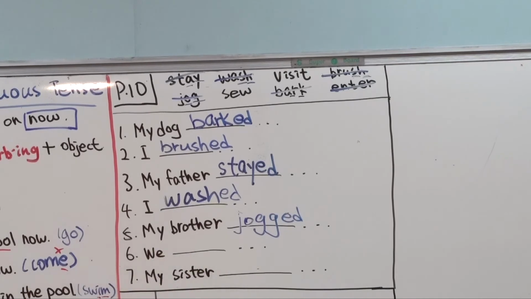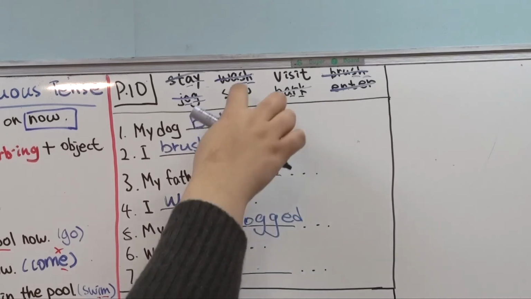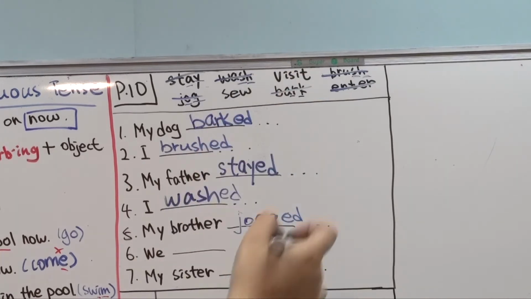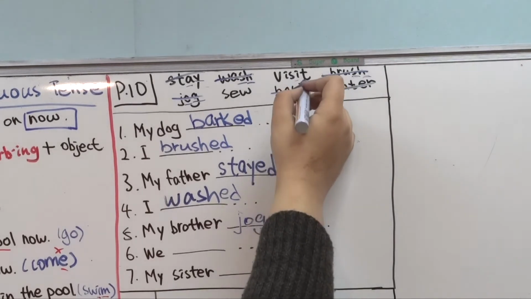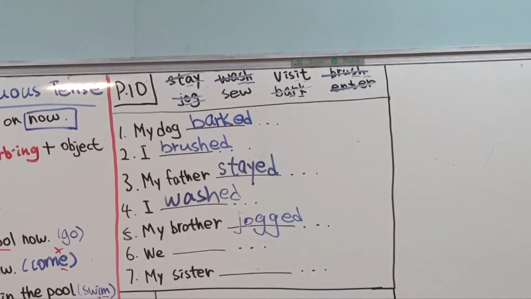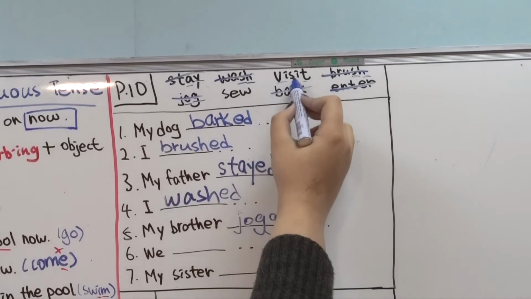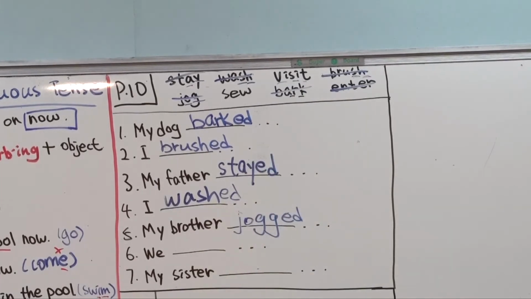Let's look at number 6. We watched our grandparents last week. It should be visited. I know it ends with a vowel and a consonant, but visited in past tense is visited. Do you know why? Because it is a stressed syllable. Visit. It is a stressed syllable. That's why we just add ed.